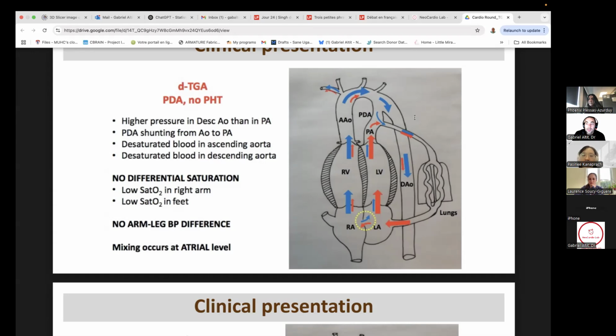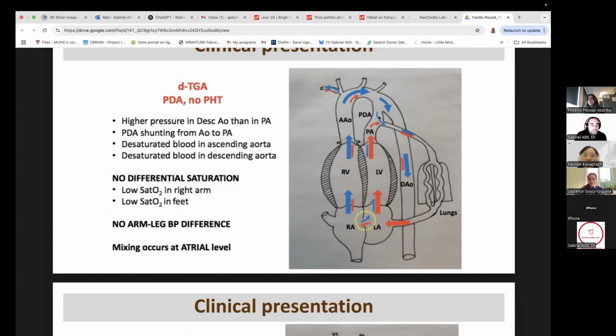Just allowing some oxygenated blood to the systemic circulation, probably. Okay. I think about the PDA, it could be right to left shunting or left to right shunting, mostly left to right shunting at the level of the PDA, but I don't know.